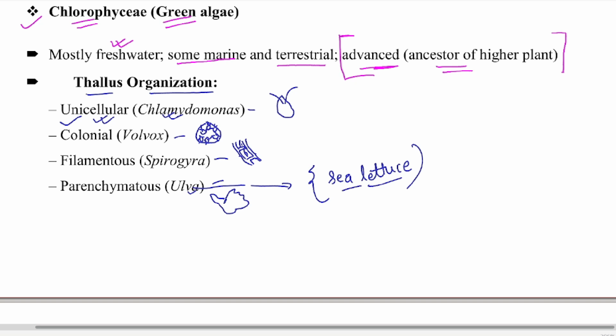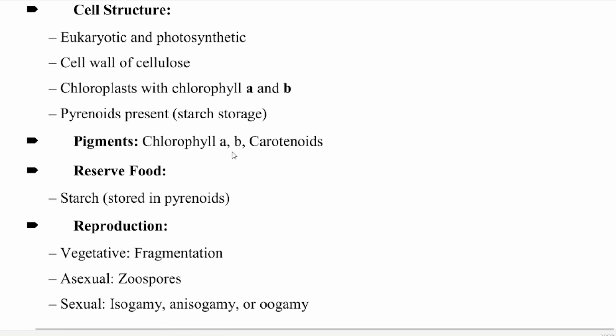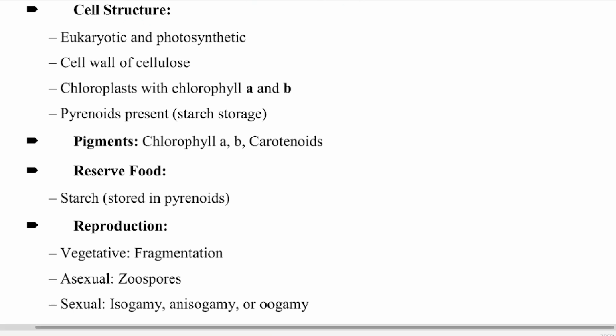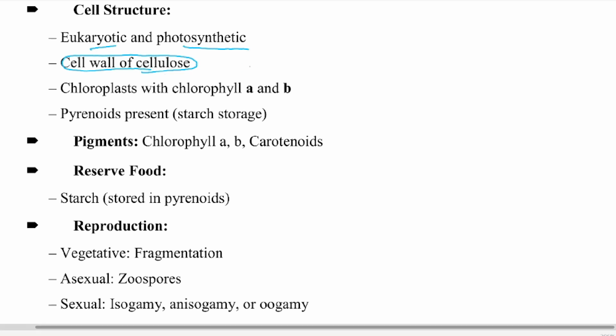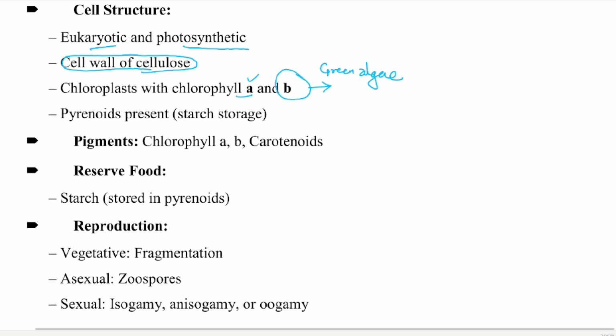Like that, it is asked in your questions. And talking about the cell structure present in it, cell structure is eukaryotic and photosynthetic, made up of cellulose cell wall, cellulosic cell wall, as I have already told you that. In case of green algae, their specific pigment is B, and as we know that chlorophyll A and carotene is universal to all, so it is also present in green algae.